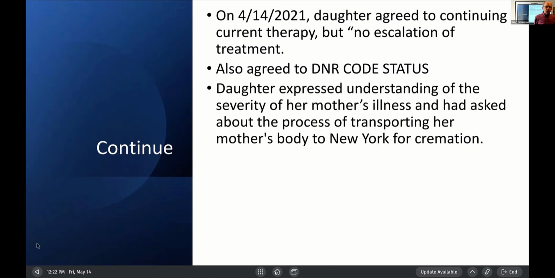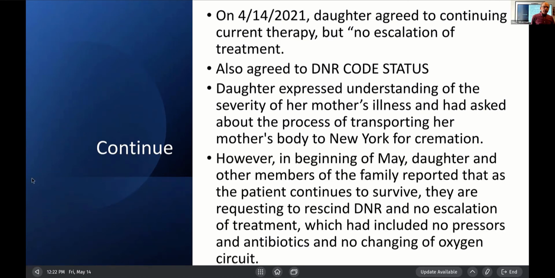And the daughter expressed understanding of the severity of her mother's illness and asked about the process of transporting her mother's body to New York for cremation. However, in May, the daughter, in conjunction with other members of her family, reported that as the patient continues to survive, they are requesting to rescind the DNR order and also rescind the no escalation of treatment, which had included no pressors, no more antibiotics, and no changing of the oxygen circuit.